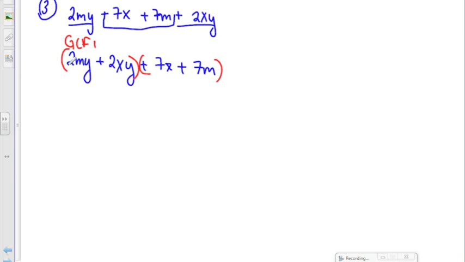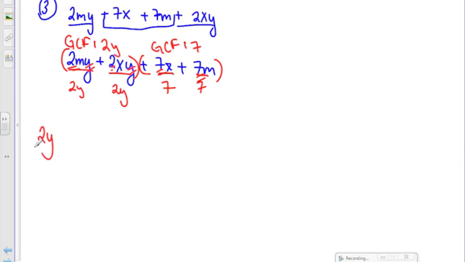So GCF is the first one, they both have 2's, so I can take out a 2, and 2 can go into 2 evenly. They both have y's, so I can take out a y. Now we find our GCF of our second one. They both have 7's, and 7 can go into 7 evenly, but they don't have any variables in common. Now the whole first parenthesis is going to get divided by its GCF of 2y. And then we put our GCF on the outside and we make our parentheses.